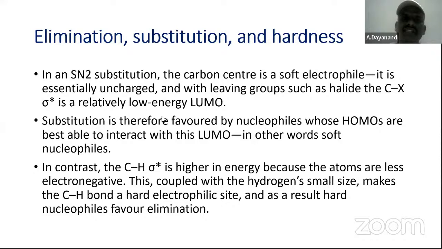In an SN2 substitution, the carbon center is a soft electrophile. It is essentially uncharged, and with leaving groups such as C–X it has a relatively low energy LUMO. Substitution is therefore favored by nucleophiles whose HOMOs are able to interact with the LUMO. Okay, C–X, X is soft. Because in hard soft acid base theory, soft will form a bond with soft.